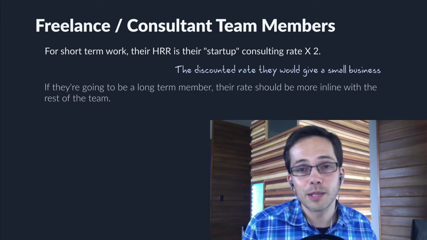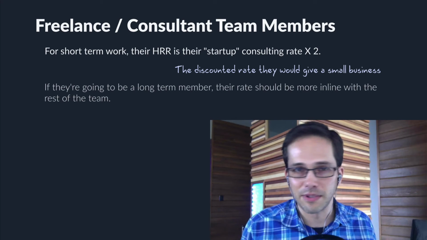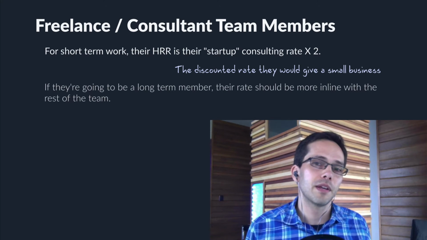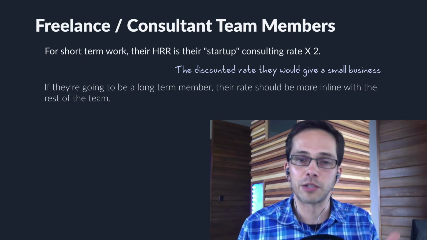If they're going to be a long-term team member, longer than say 6 months, you might want to make sure the rate's in line with the rest of the team. Otherwise, some of them might not be happy about that. So you take the consulting rate times 2, and that's their resource rate applied towards pie.